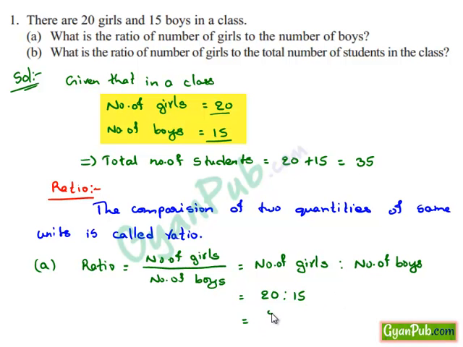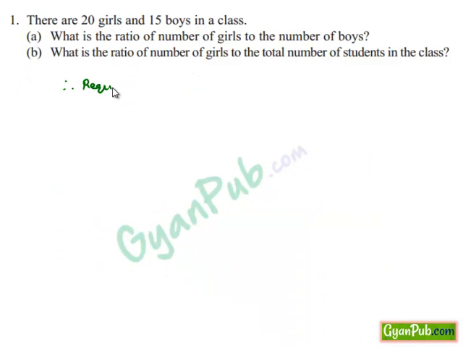This can also be written as 20 upon 15. Here 20 and 15 are multiples of 5. So 5 goes in 20 by 4 times and in 15 by 3 times, and we will get 4 upon 3. Therefore, required ratio is equal to 4 is to 3.